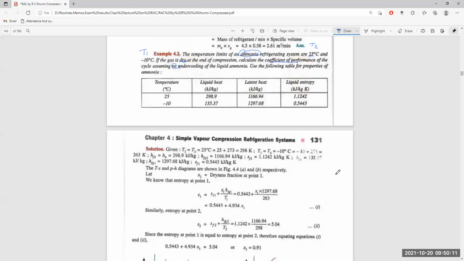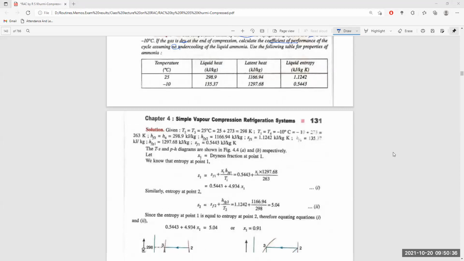Let us go to the next problem itself. I put that, let me stop sharing. Let us go to the next problem.